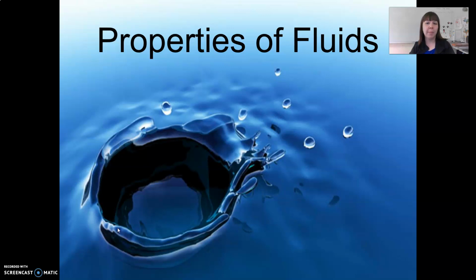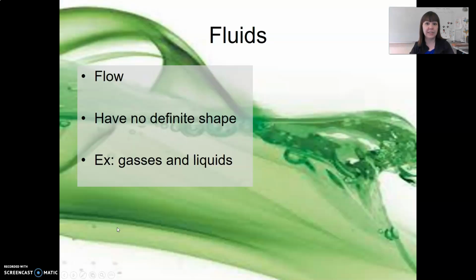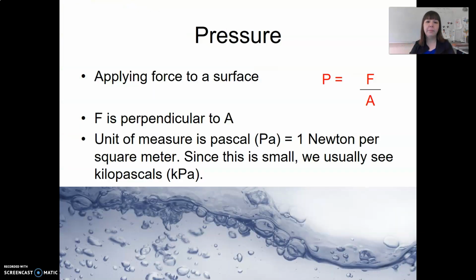We've already looked at properties of solids and behaviors of solids, and today we're going to look deeper at properties of fluids. So fluids are anything that flows, so they don't have a definite shape, but they may have a definite volume. So gases don't have a definite volume. That changes depending on the container that you're in. Liquids do tend to have a definite volume. So anything that flows is considered a fluid, so gases and liquids.